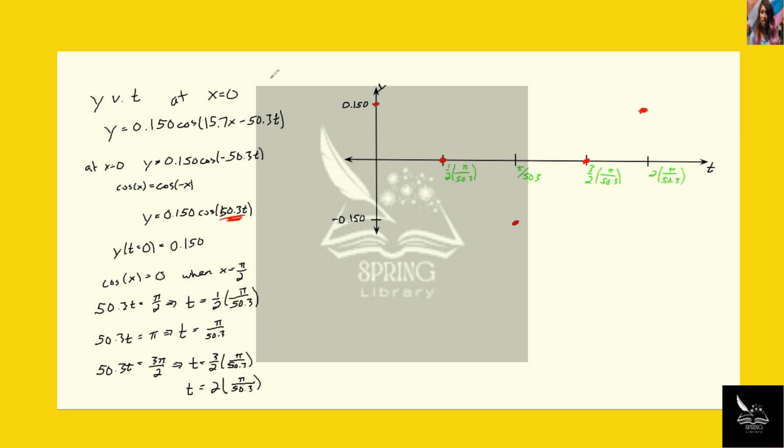And now we can trace out our points, knowing the general shape of what cosine looks like. And so what we've done is we've plotted one period of the cosine function from the first peak to the second peak. So that's part A. Now we can look at part B. Part B is trying to find the period.